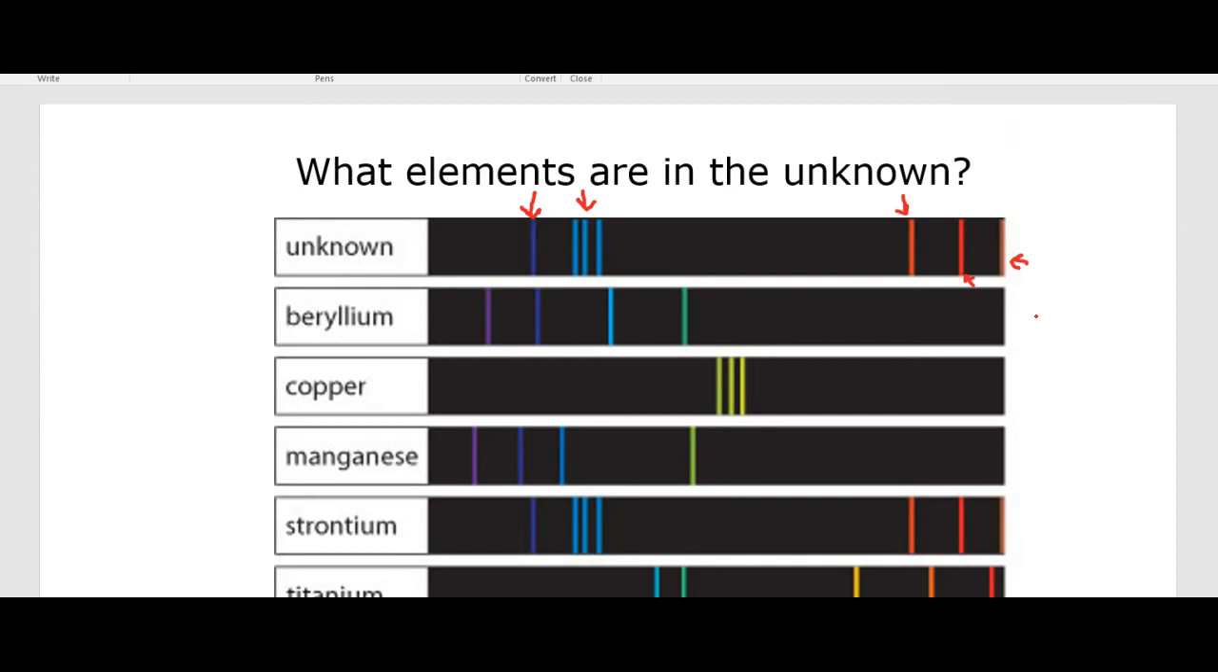And we just literally compare it to all the other ones. The only difference is now we use computers instead of physically trying to compare these. Whatever the element is, it has to have all of these lines and no additional ones. So all we do is line them up and compare. Could it possibly be beryllium? Well, beryllium has this purply one right here. So beryllium's out because I don't see a purply one right there.